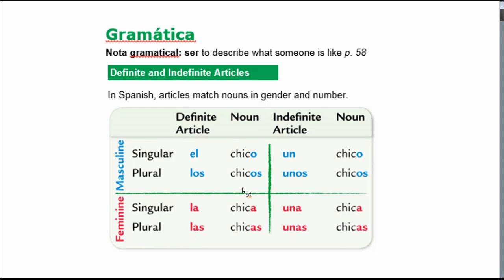Okay, and then notice how in this chart, there's that dividing line, right? So now we have singular on top here and plural on the bottom. We have singular and plural. Okay, so it's going to match it in gender and number. So gender would be masculine or feminine. Number would be singular or plural, right? Los chicos or el chico. Un chico or unos chicos if we have multiple boys. Unas chicas, multiple girls. Una chica, las chicas, la chica.